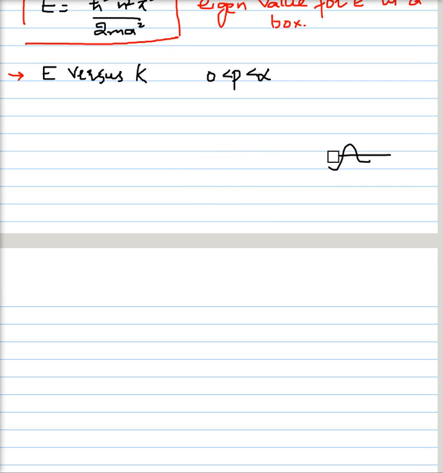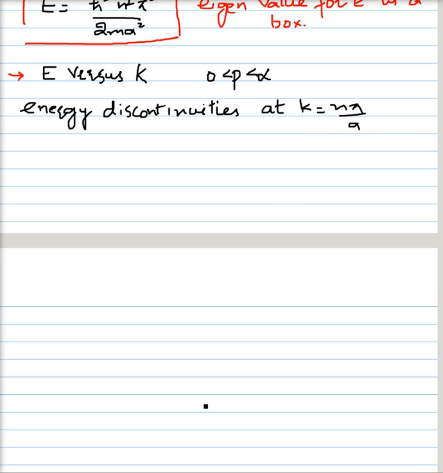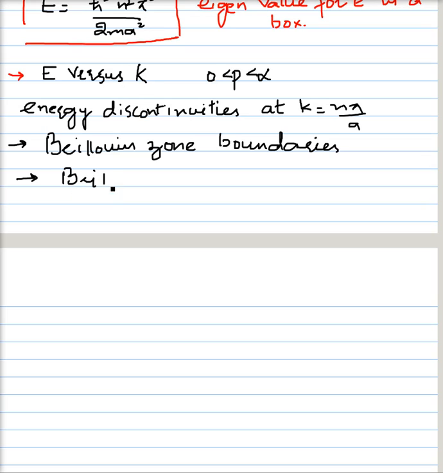So we have seen that there are energy discontinuities, that is, energy is not continuous. There are energy discontinuities for values of k equals n pi upon a. Now, these energy discontinuities are known as the Brillouin zone boundaries, where the wavelengths are not allowed, and the allowed bands are known as the Brillouin zones. Alright, now let us translate it like this.